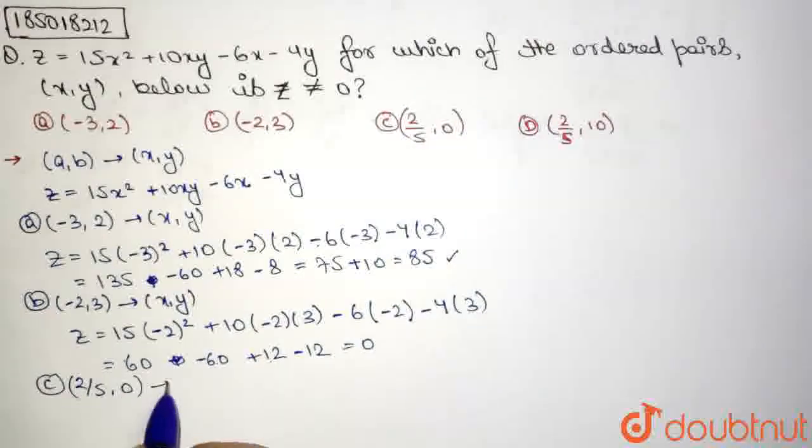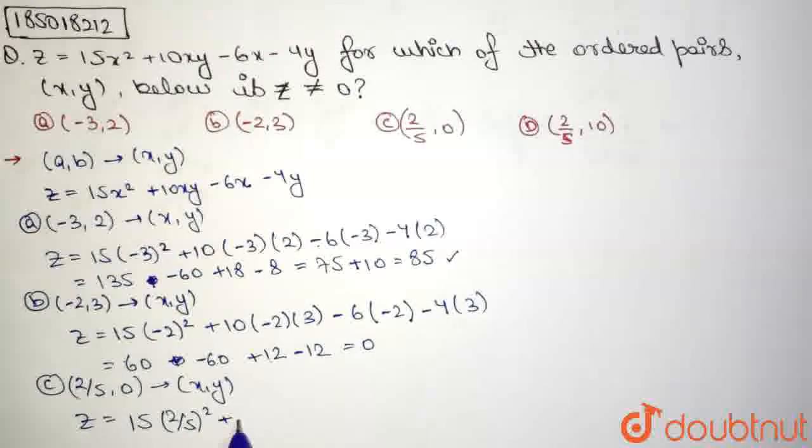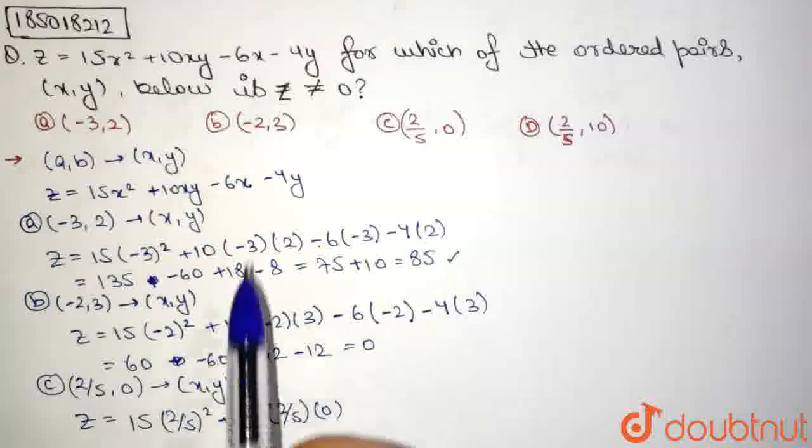So this actually corresponds to x comma y. So if we write the expression for z, this is equal to 15 times x squared, so (2/5) squared, plus 10 times x, 2 by 5, into y. So y is 0. That means we are multiplying by 0, so this term automatically vanishes, right? And then we are adding minus 6x.